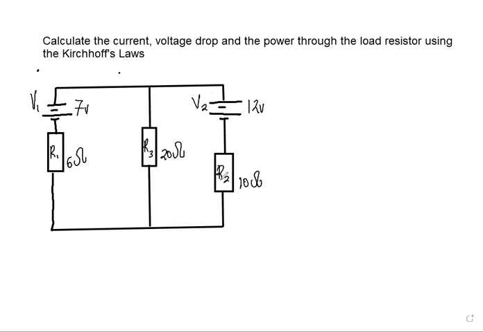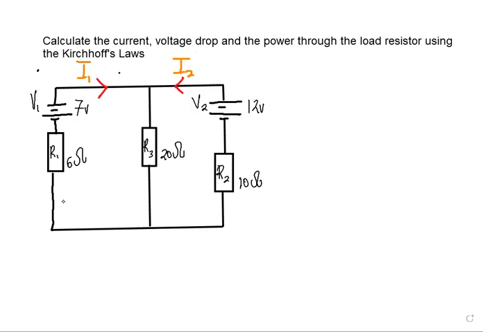On this session we'll be dealing with Kirchhoff's laws. In this electrical engineering question, they're saying calculate the current, voltage drop and the power through the load resistor R3. One thing you need to understand here is that they showed us these directions of the current, and they said here is our I1, which is current number 1, then that is our I2.